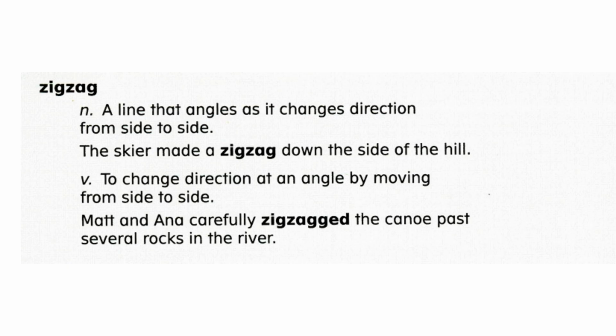Zigzag. Zigzag has two meanings. A zigzag is a line that angles as it changes direction from side to side. The skier made a zigzag down the side of the hill.